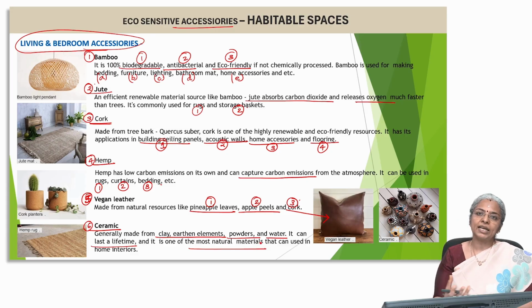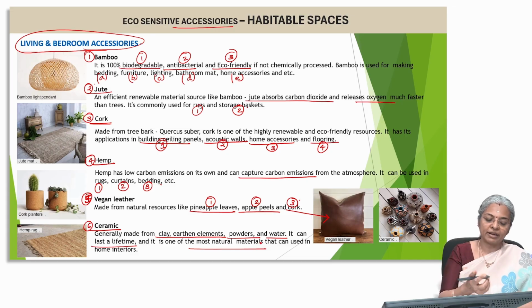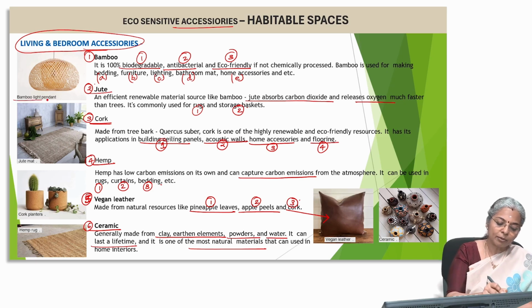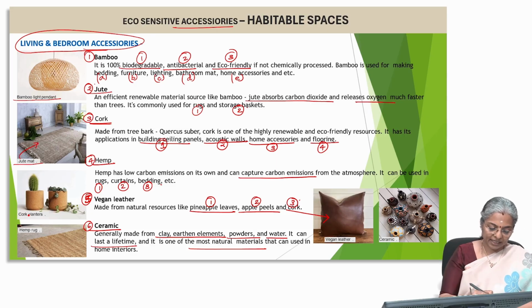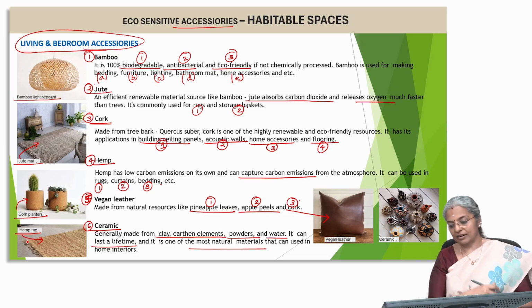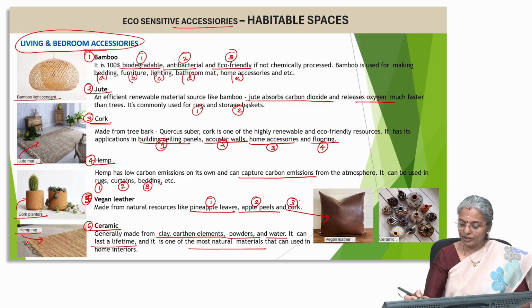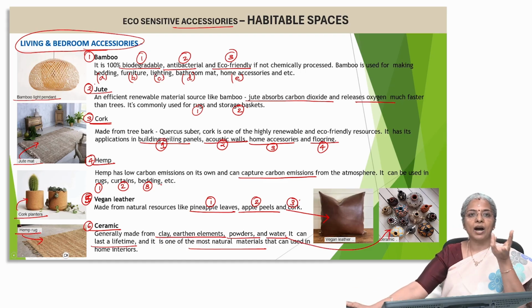So for interiors we can use bamboo in various ways, like here you have a bamboo light pendant. We can use jute, like here you can see a jute mat as part of the interiors. Cork can be used as planter boxes. Hemp can also be used as a rug apart from the other materials that we saw. Vegan leather can be used for upholstery of interiors, and ceramic can be used for various vase elements for beautifying the interiors.